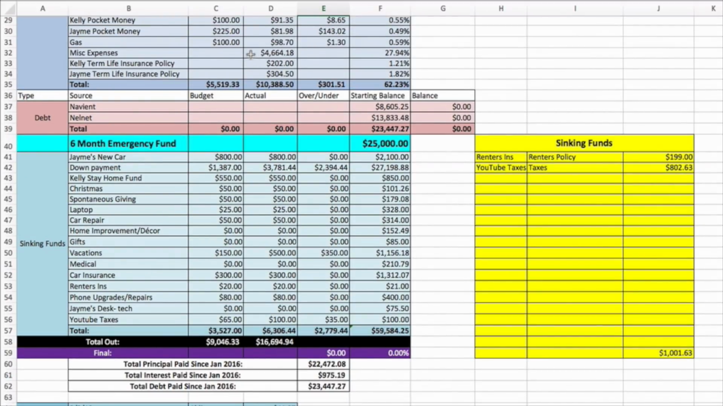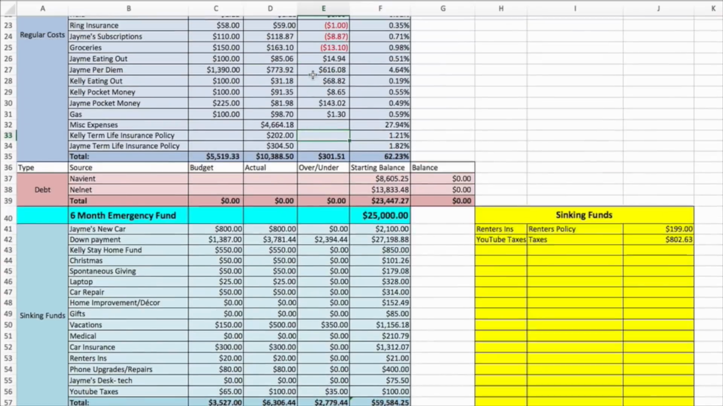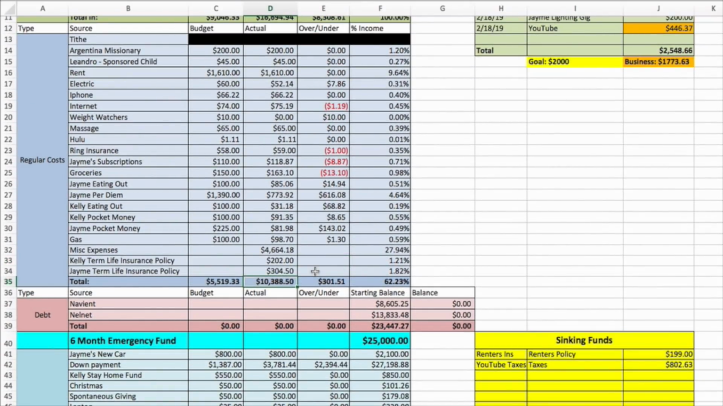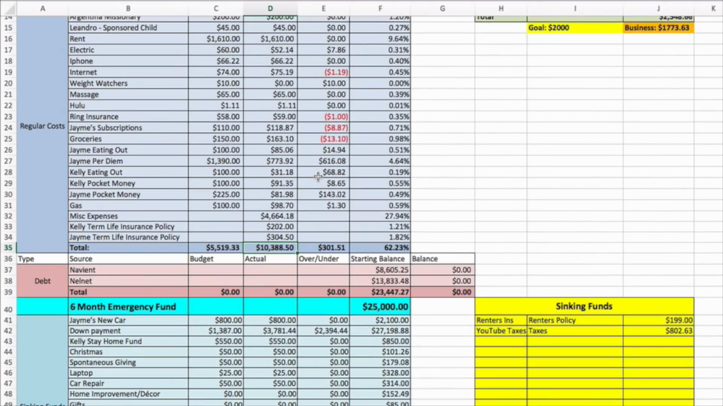Okay, and then we also got our life insurance policies. So we got term life insurance. So mine was $202. Jamie was $305.50 for the year. So total expenses there was $10,388.50. This was an expensive month.